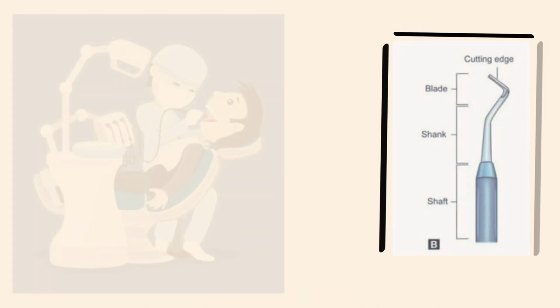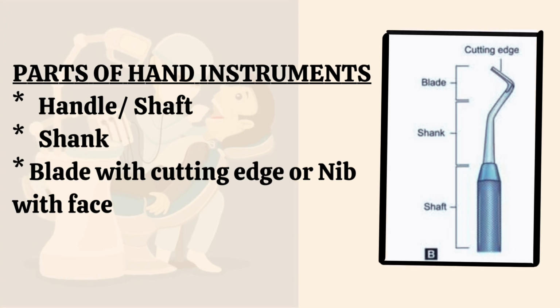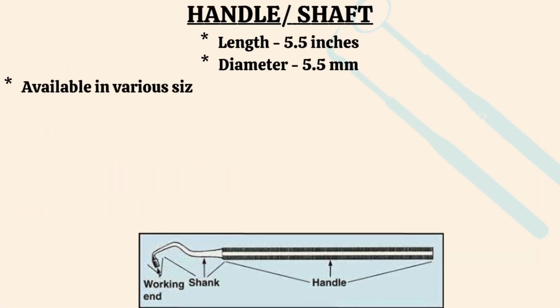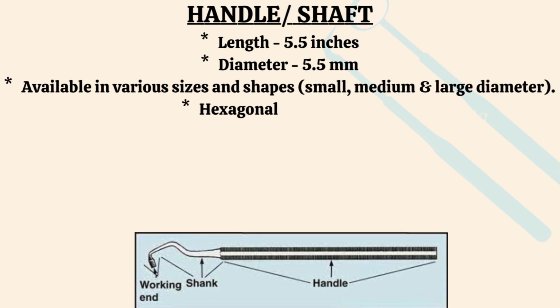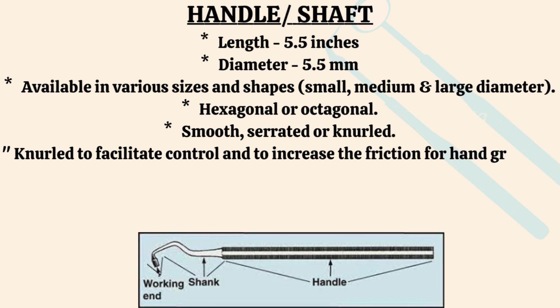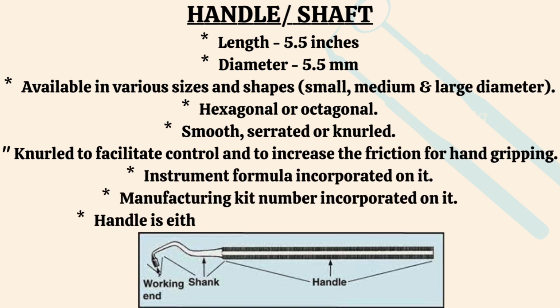Parts of hand instruments: handle, shaft, shank, blade with cutting edge or nib with face. Handle/shaft: length 5.5 inches, diameter 5.5 mm, available in various sizes and shapes, small, medium, and large diameter, hexagonal or octagonal, smooth, serrated, or knurled. Knurled to facilitate control and to increase the friction for hand gripping. Instrument formula is incorporated on it. Manufacturing kit number is incorporated on it.